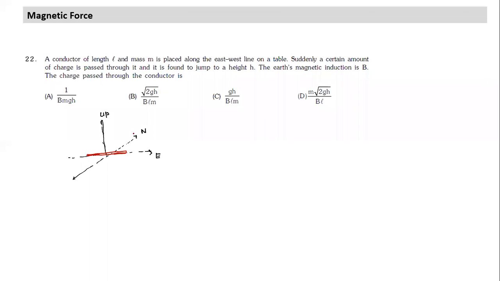So in which direction is the magnetic field acting? The magnetic field is, of course, Earth's magnetic field only. So the magnetic field is acting in this direction. This is Earth's magnetic field.